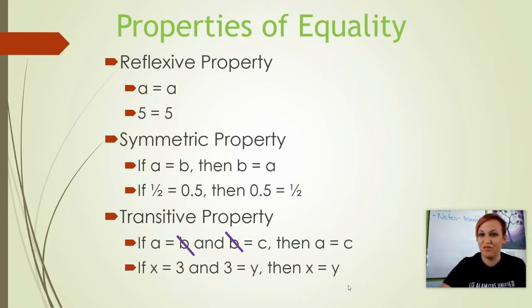Here's another example of that. If X and Y are both equal to 3, then X and Y must be equal to each other. We're cutting out the middleman.